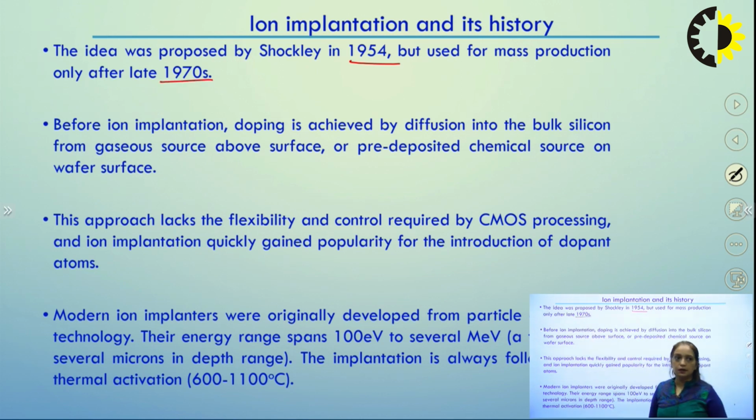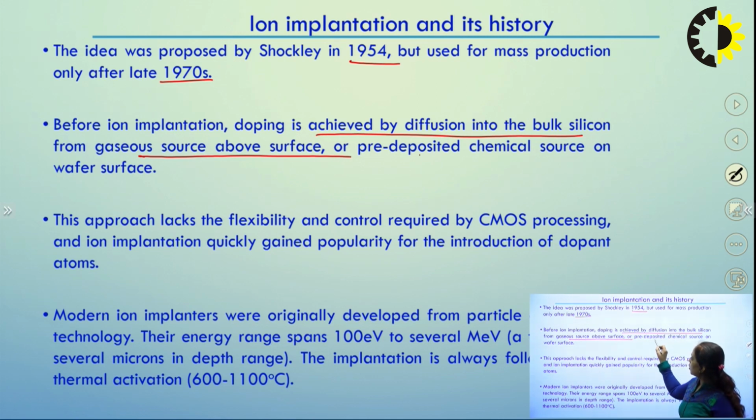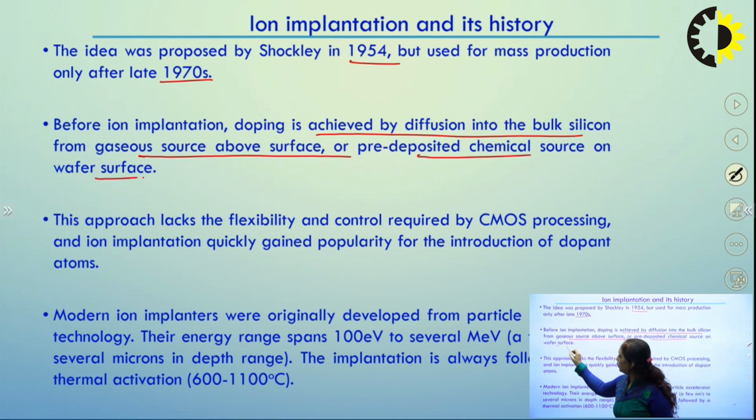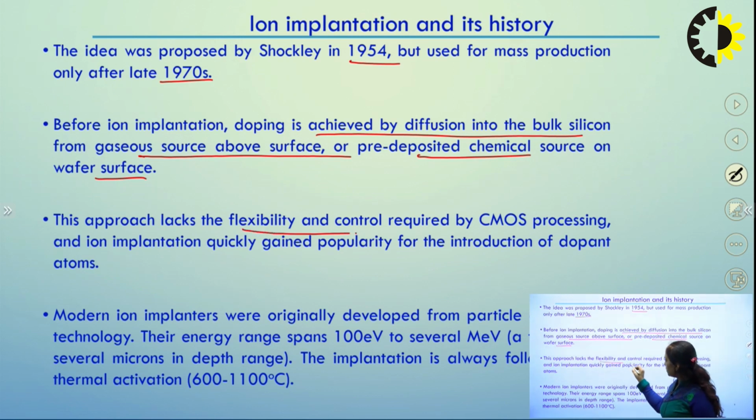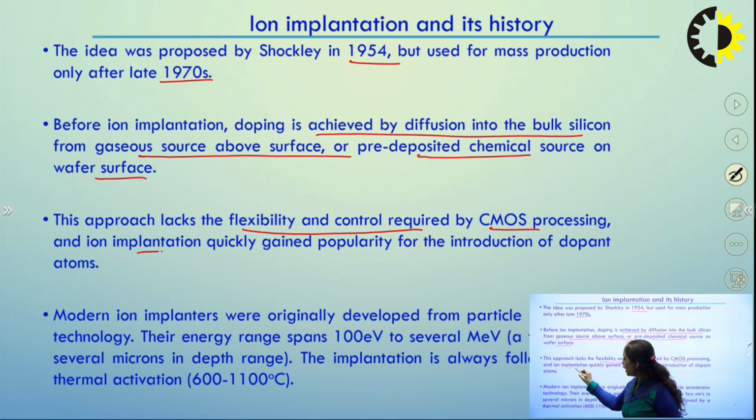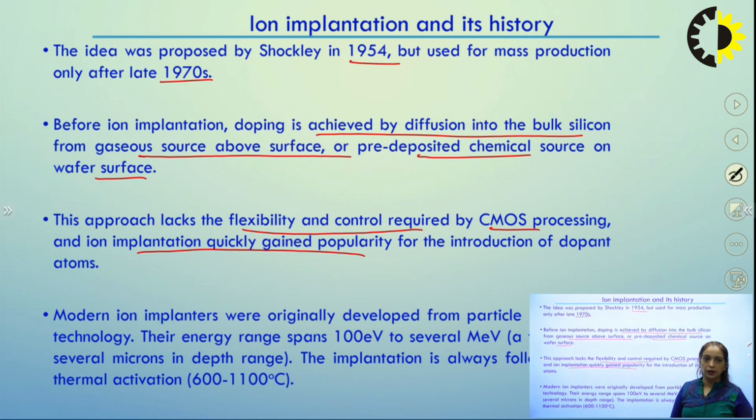but it was used for mass production only after the late 1970s. Before ion implantation, doping was achieved by diffusion into the bulk silicon from gaseous sources above the surface, or pre-deposition chemical sources on the wafer surface. This approach lacks the flexibility and the control required by the CMOS process, and ion implantation quickly gained popularity for the introduction of dopant atoms. Modern ion implanters were originally developed from particle accelerator technology. Their energy range spans from 100 electron volt to several mega electron volt.